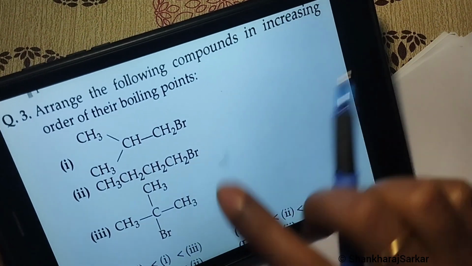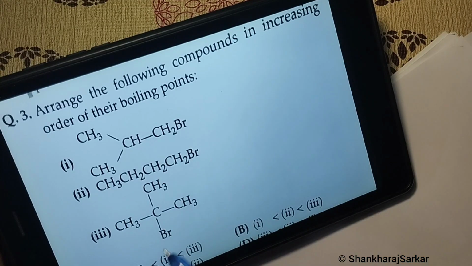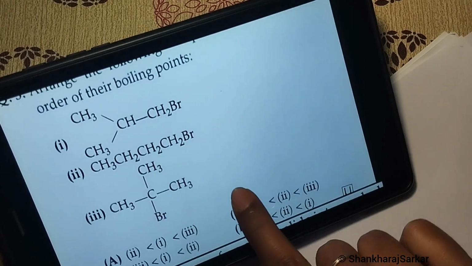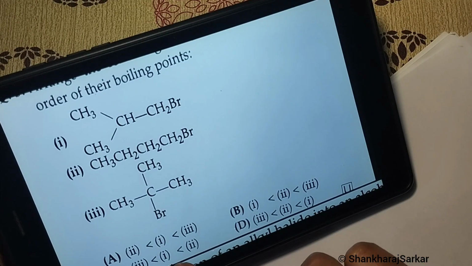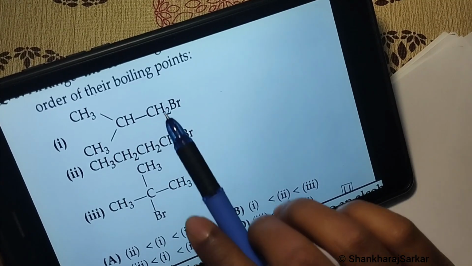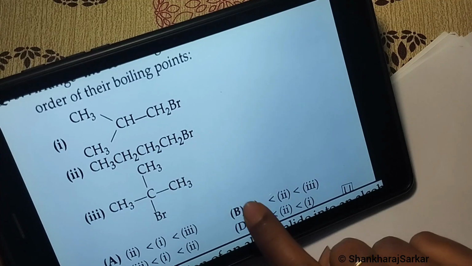Arrange the following compounds in increasing order of their boiling point. We know that straight chain compounds have the highest boiling point, so 2 will have the highest boiling point. So obviously option C should be the answer, because here they have given 2 as the highest. Obviously 2, then 3, 2, then 1, then 3. This is how they will be arranged in their increasing boiling point.